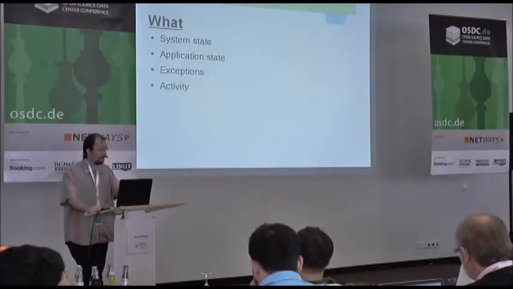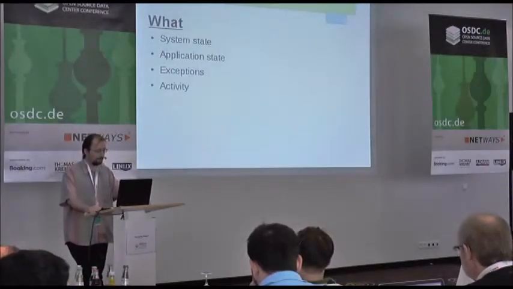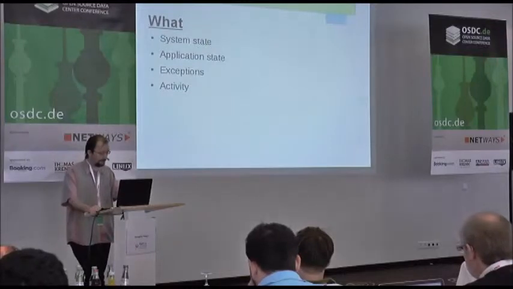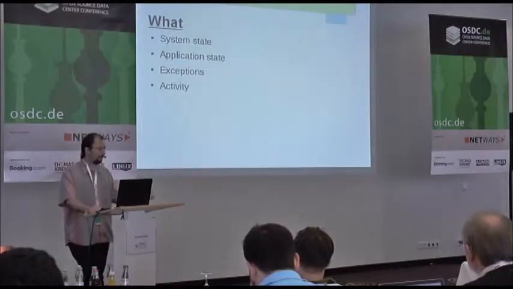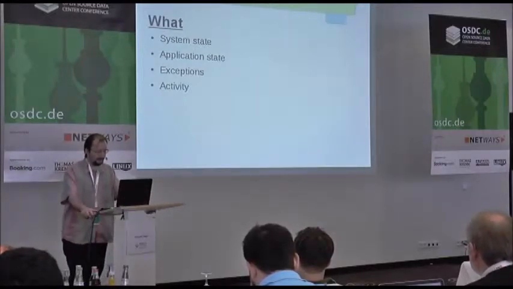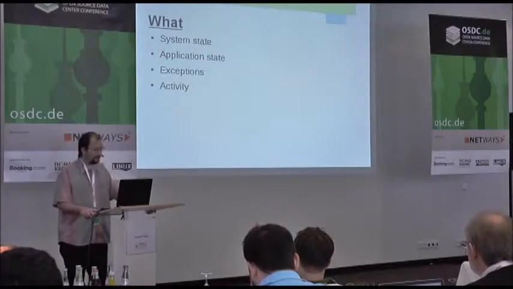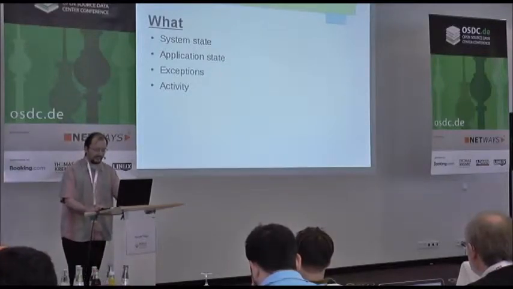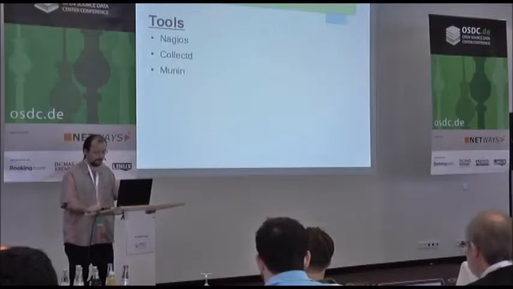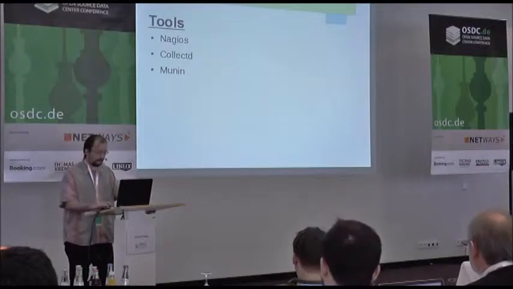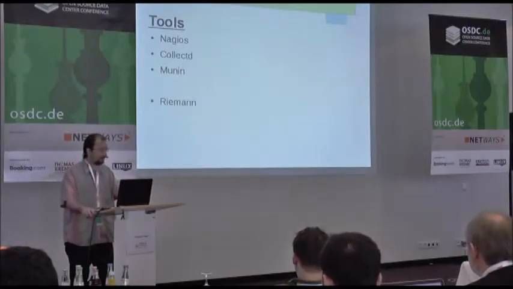You can monitor activity. For example, if you have a website, you can monitor which links people clicked on. Think Google Analytics, which is kind of a monitoring tool as well, except it's from the other side. Then we have the usual tools, Nagios, Ganglia, Munin, and of course we have Riemann.